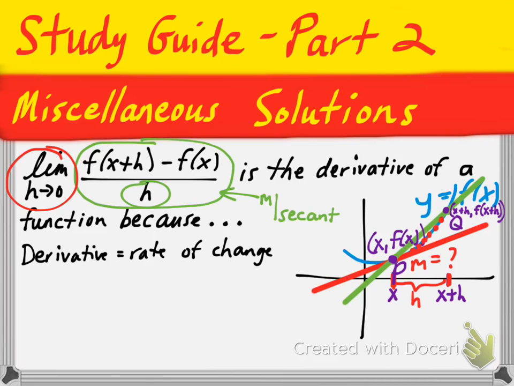And so therefore the derivative represents the slope of the tangent line because it's the limiting value of the slope of the secant line as h goes to 0. That's the explanation for why this big, ugly definition of the derivative is the derivative of a function.